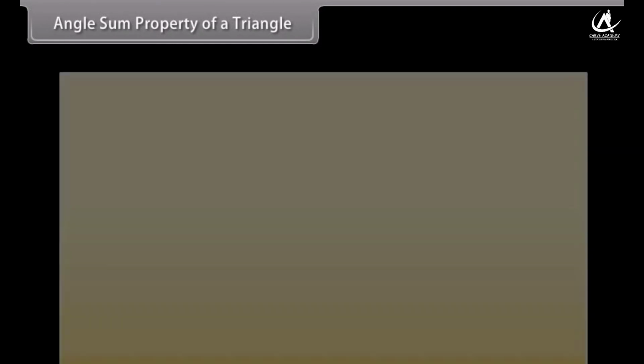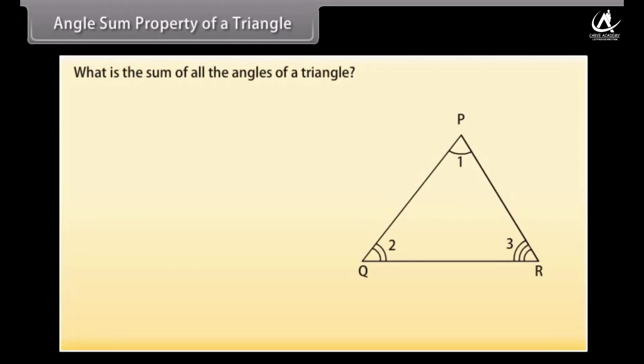Angle sum property of a triangle. Can you tell what is the sum of all the angles of a triangle? Yes, you are right. The sum of all the angles of a triangle is 180 degrees. Let us prove this statement using the axioms and theorems related to parallel lines. The property is: the sum of the angles of a triangle is 180 degrees.